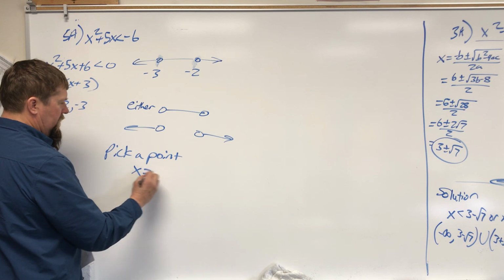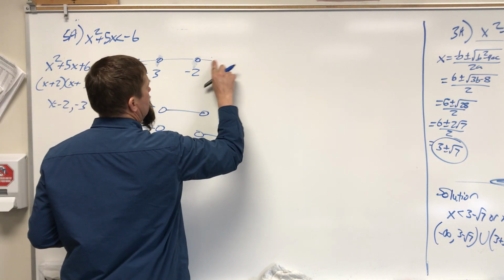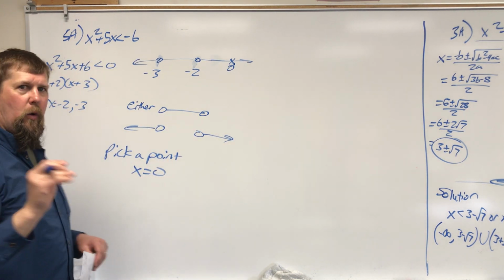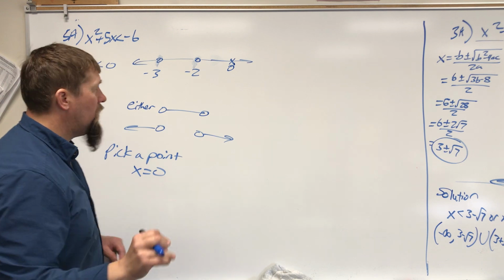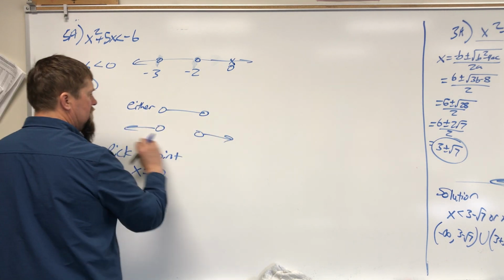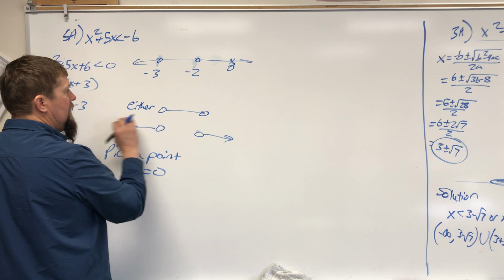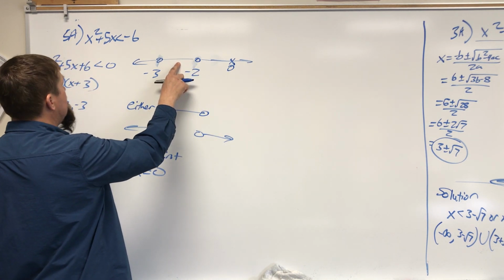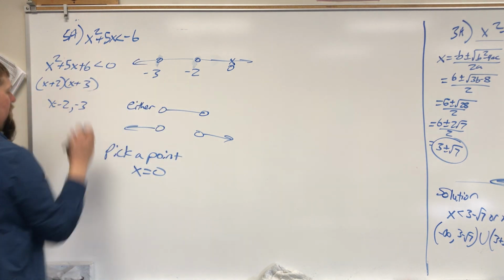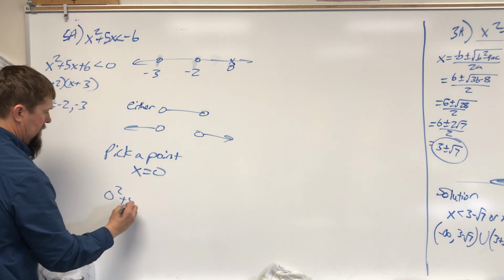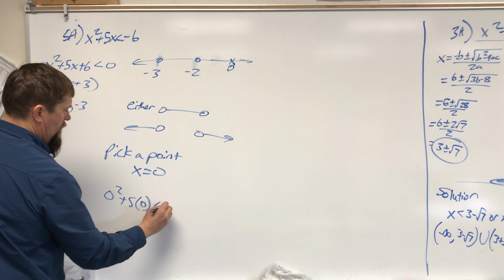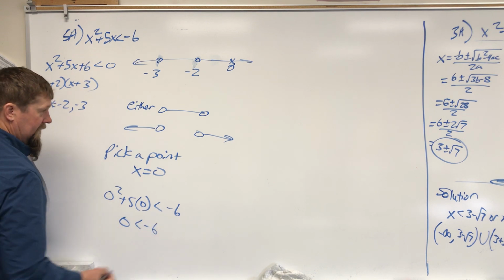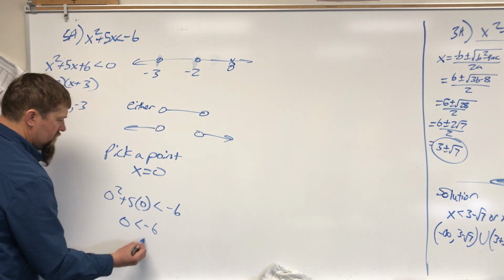Pick a number, x equals 0, for example. So 0 is right out here. If that works in the original problem, then I know it's the outside of those 2 points. If 0 does not work, then I know it's between those 2 points. So I'm going to use the original problem. I'm going to put 0 in. Is 0 less than negative 6? And the answer is no.